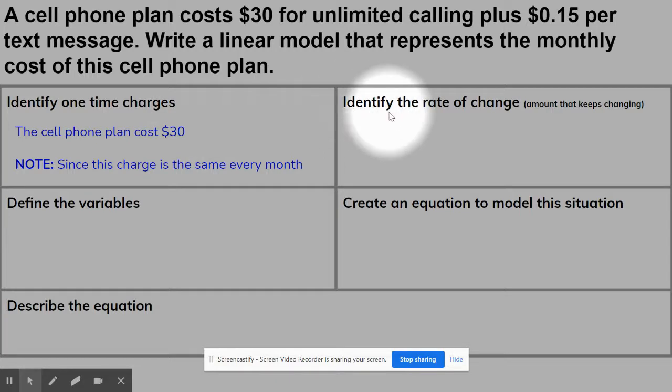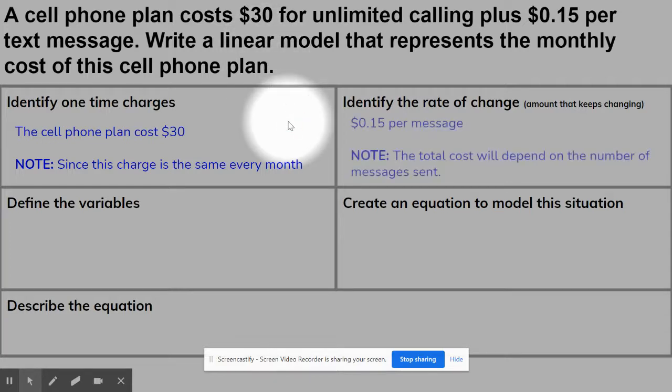The next step is to identify the rate of change. This means this amount is the amount that keeps changing and depends on something else for it to change. So based on this amount here, $30 for the plan and 15 cents per text message, it looks like the 15 cents will change based on the number of text messages that you sent. So our rate of change for our equation is 15 cents.